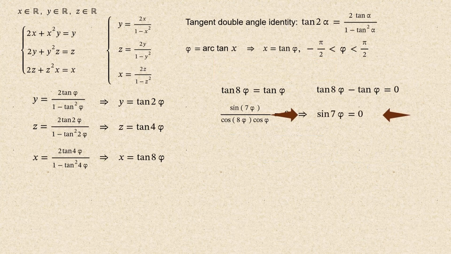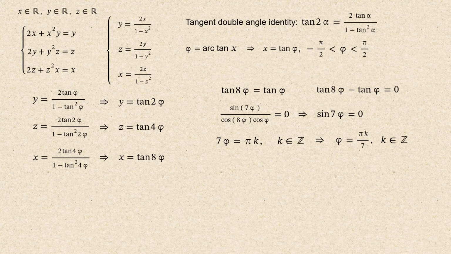Therefore, sine of 7 phi equals 0, 7 phi equals pi times k, where k is an integer, while phi equals pi k divided by 7, where k is an integer. However, not all values of phi apply to the solution, as we need phi to be more than negative half pi and less than half pi. In other words, the absolute value of phi must be less than pi over 2.